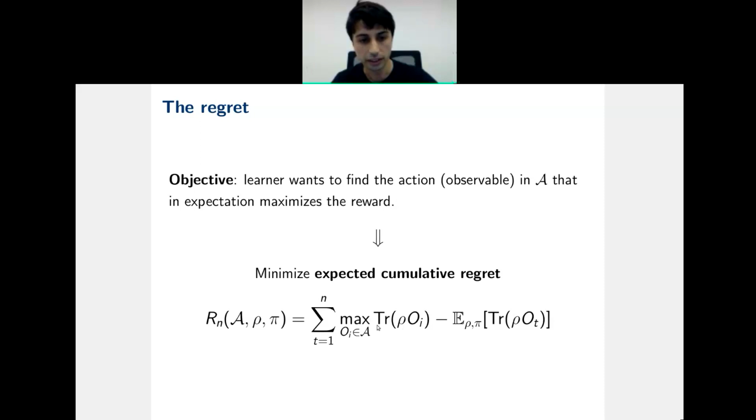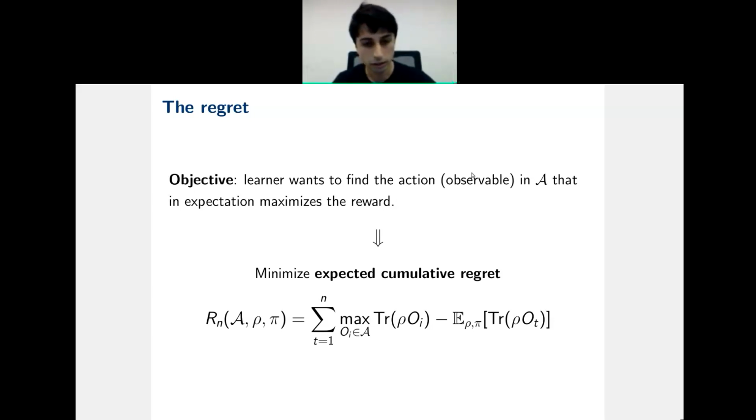So the objective of the learner is to find the observable that has maximum overlap with this quantum state. As you see here, the regret is just the relative loss between the best thing that you can do, so the best observable that you can pick, and the observable that you're picking at round t. What you want to do is to minimize this quantity, because if at round t you are choosing the observable that maximizes this trace of rho O, then the regret will be 0. This is the relative loss that you have at each round. As soon as the regret is constant at some point, it means that you have learned the best observable. So this is the meaning of regret: it quantifies the relative loss of this learning task.